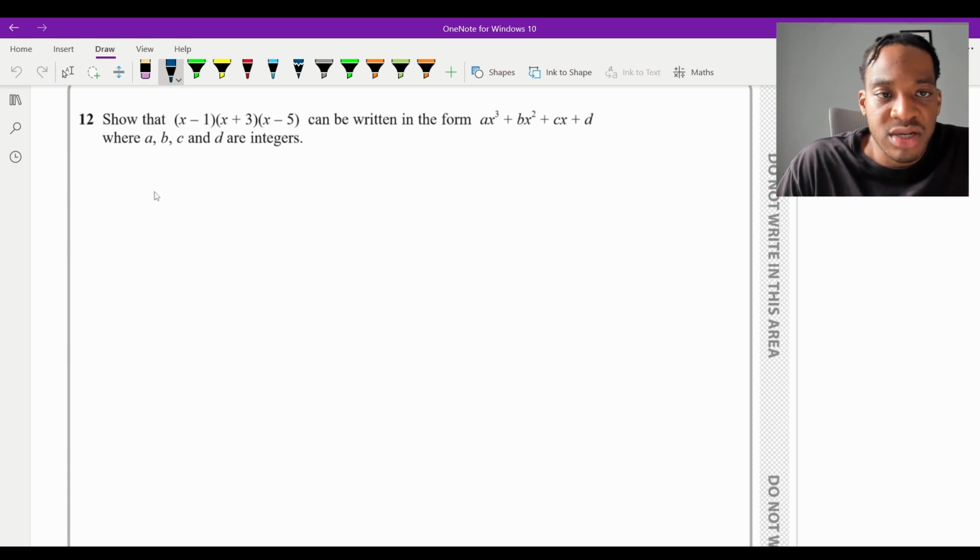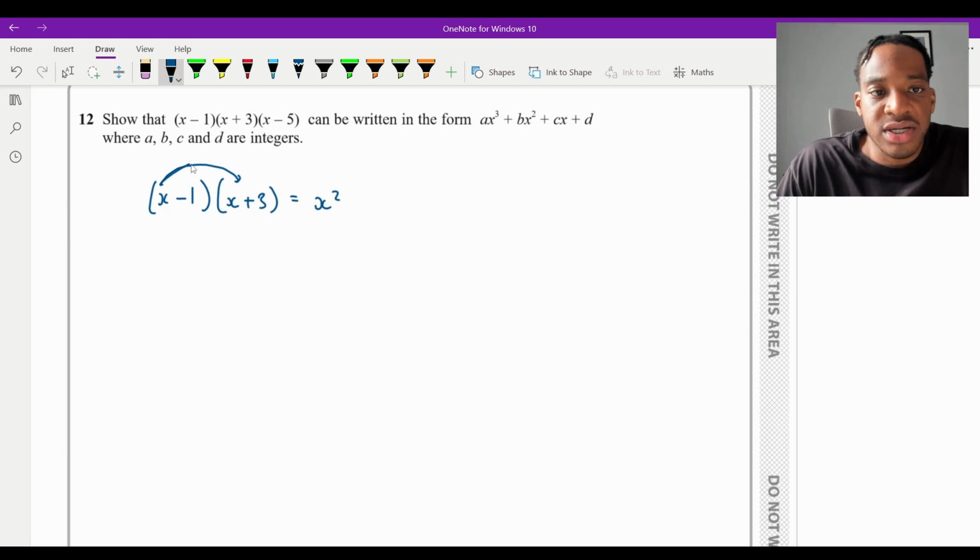So what I'm going to do is expand the first 2 brackets first. So I'm going to have x minus 1 and x plus 3. When I do this, an x and an x makes an x squared. And then an x times a 3 will make a 3x. And then I've got minus 1 times x, which is a minus x. Then I've got minus 1 times 3, which is minus 3. I'm going to just tally this up a bit. So we're going to have x squared plus 3x take away an x is 2x, isn't it? So it's going to be x squared plus 2x take 3.